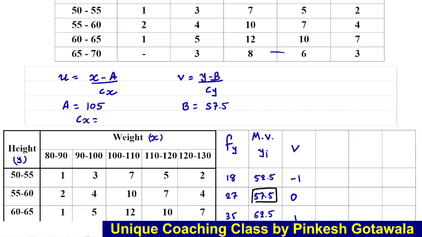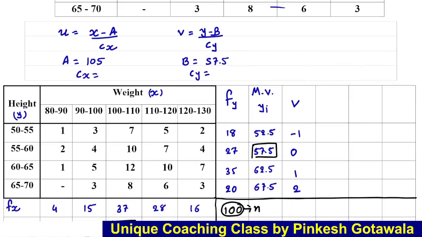Also you have to show our cx and cy, the class intervals. The class interval also has to be shown. So what is the class interval of x? 80 to 90, 90 to 100, that is 10. And in y, 50 to 55, 55 to 60, that is 5. Okay, the class interval is also compulsory to show. So f, u and v are completed.